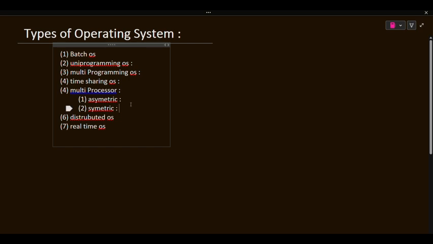Here, in the case of asymmetric multiprocessing, the master processor does not work on the programs. It just manages the operating system and its slave processors. The second one is symmetric. In this type of operating system, all the processors will be equally treated. All the processors will perform the program and all the processors are responsible for executing the task. There is no concept of master and slave.